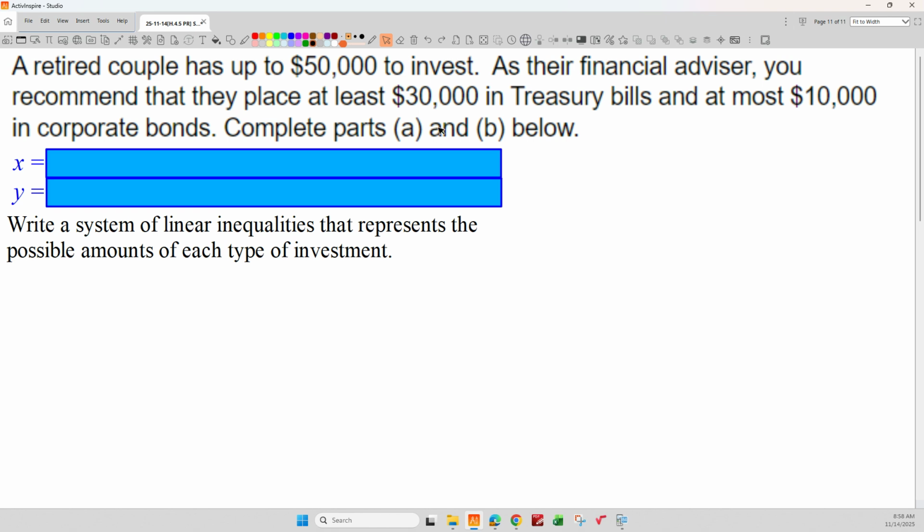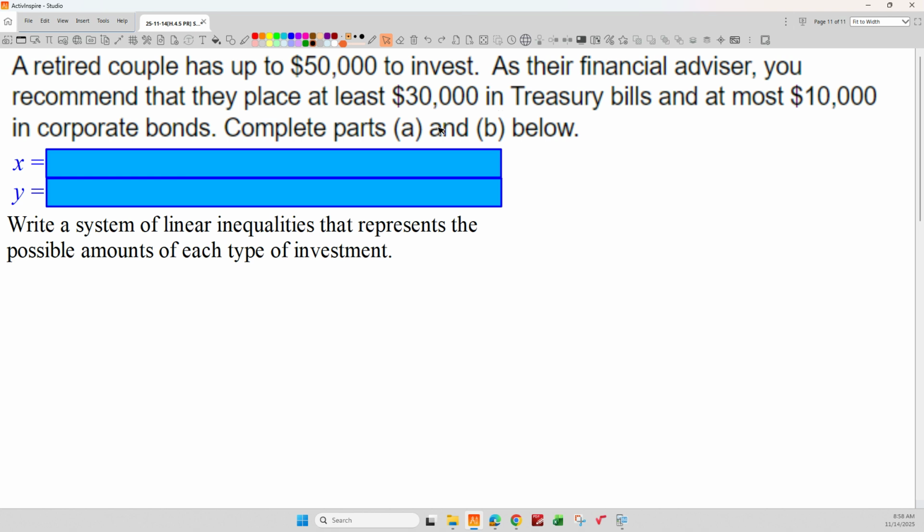So go ahead and click those closed again. So what about a situation like this? A retired couple has up to $50,000 to invest. Right away, we should be able to recognize that this is a system of inequalities and not equations. How come? Up to. What does up to mean? Yeah, it means less than or equal to, doesn't it?